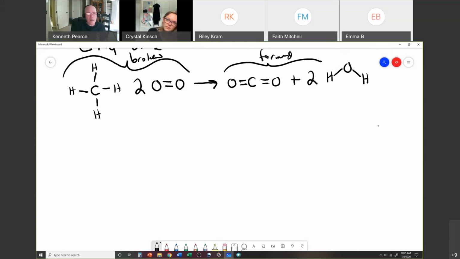So let's go. What I like to do is break this up into 2 steps. I like to add up everything that's broken, add up everything that's formed, and then subtract, instead of trying to do one big formula. That's just the way I do it. You can do it in one big formula, just be very careful about signs.